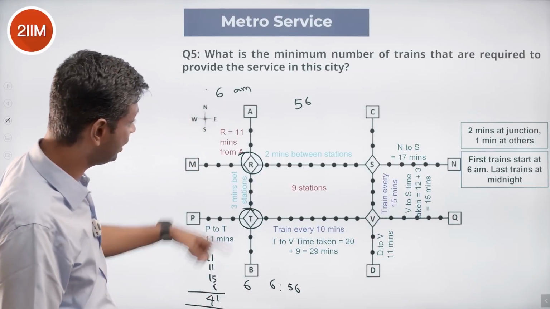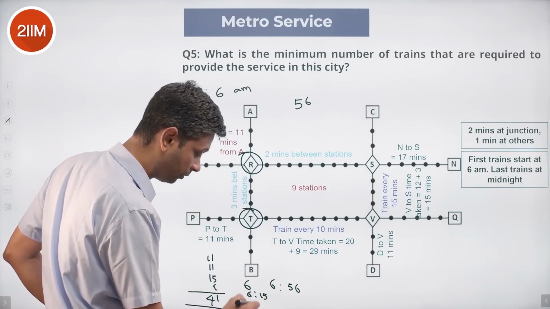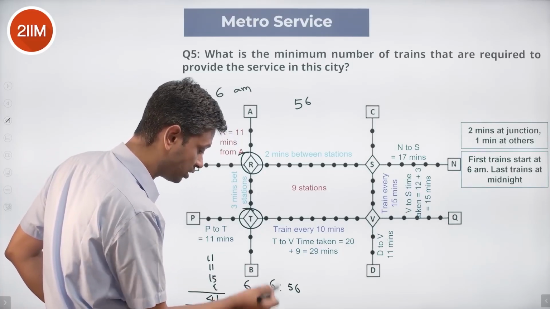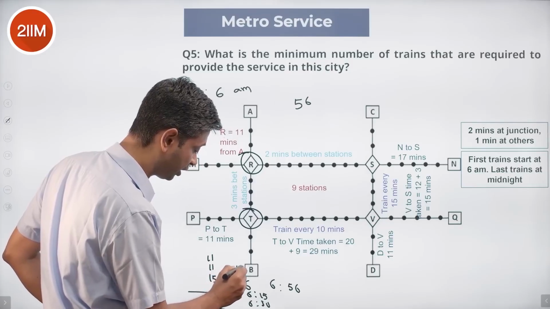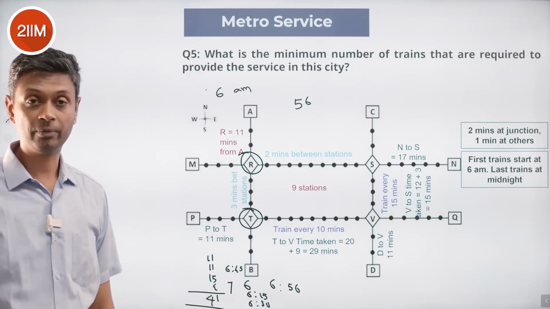There's a train every 15 minutes here. My 6:15 train has to start. That has to be a new train. My 6:30 train has to start. That's a new train. My 6:45 train has to start. That's a new train. My 7 a.m. train can be the train that started at A.